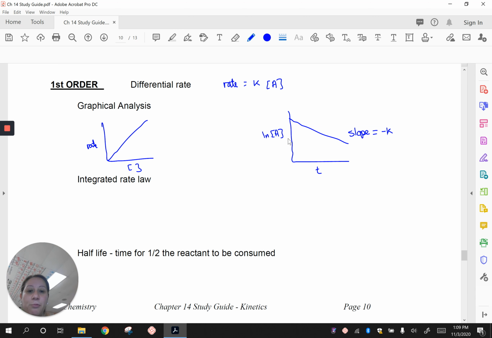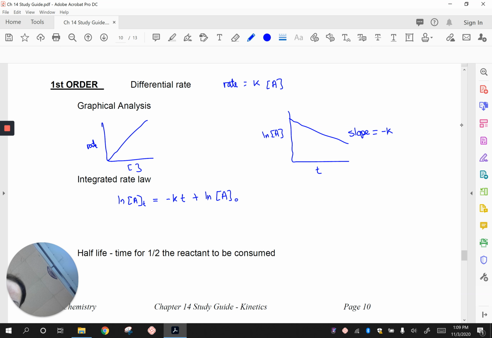For the integrated rate law, what I would do is plug this into y equals mx plus b. So my y is the natural log of the concentration at a given time, equal to my slope, which is negative k, times my x, which is t, plus my y-intercept, which would be the natural log of the initial concentration of A.